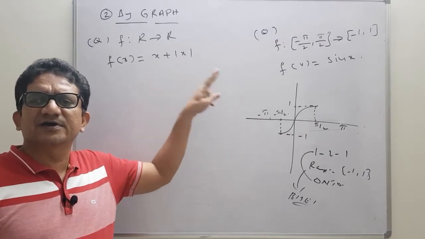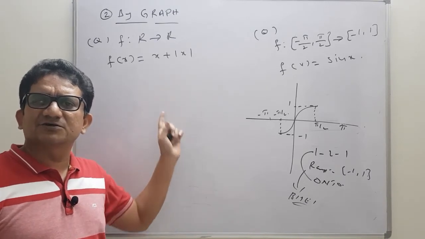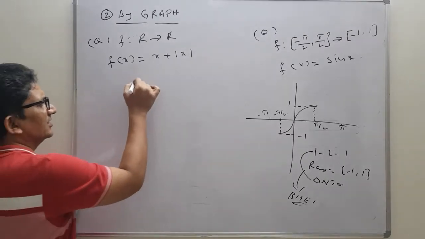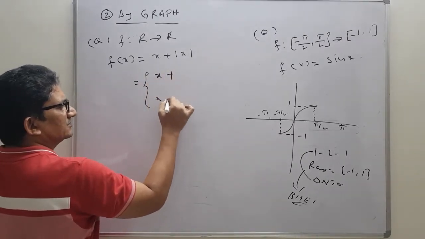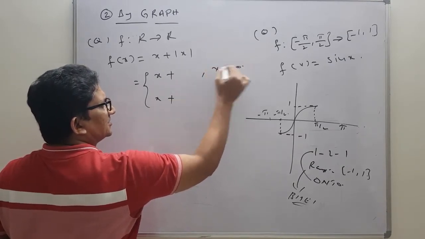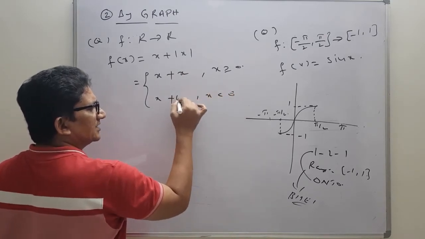Mod x is x when x is greater than or equal to 0, and mod x equals minus x when x is less than 0. That's why we will write it in two formats. So one is x plus something, another one is x plus. So that is, when x is greater than or equal to 0, it is x only, and when x is less than 0, it is minus x.